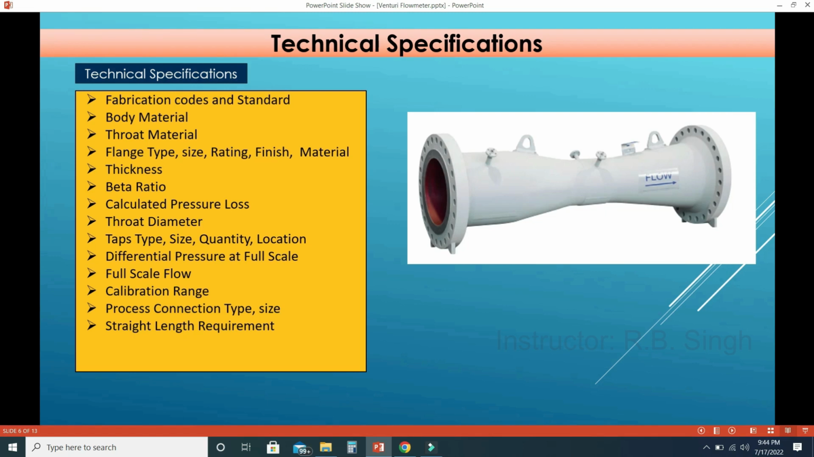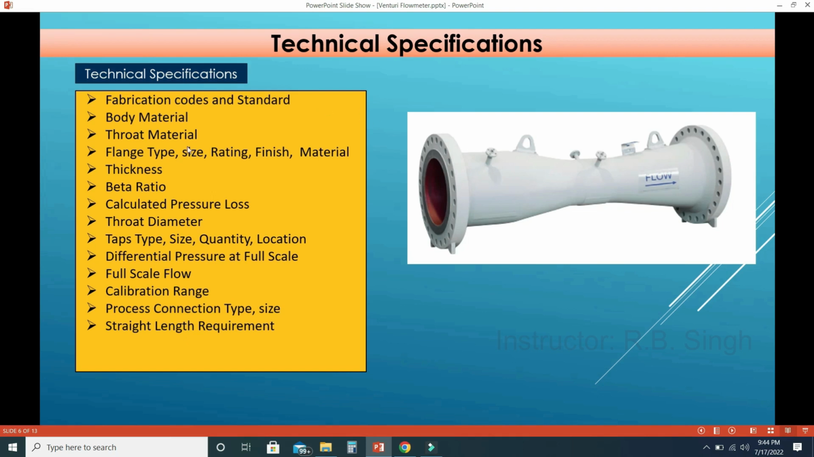Next is body material. Basically, except for the flange, everything is body, but this body is again divided into two parts. One is the conical or cylindrical part, the second one is the throat part. This area is called the throat part, the straight area, and the rest is called the conical or cylindrical sections. Sometimes the throat can be of a different material, but in most cases the throat material and the other part of the body will be the same material.